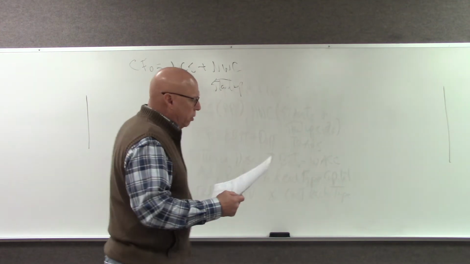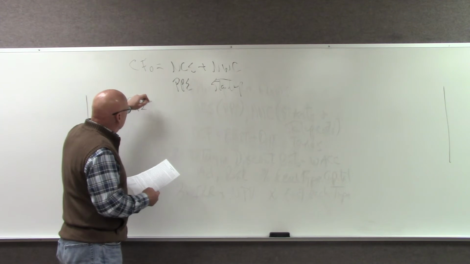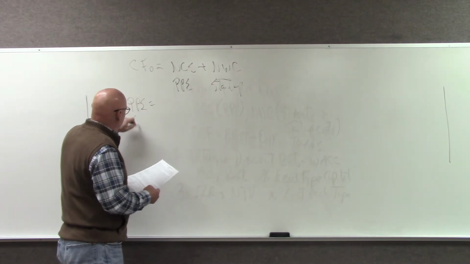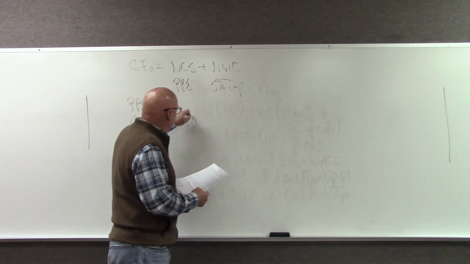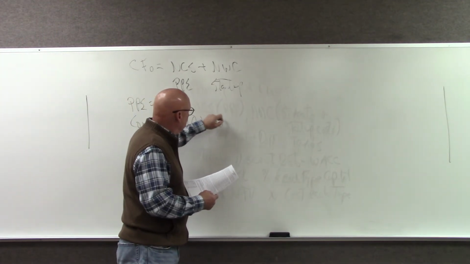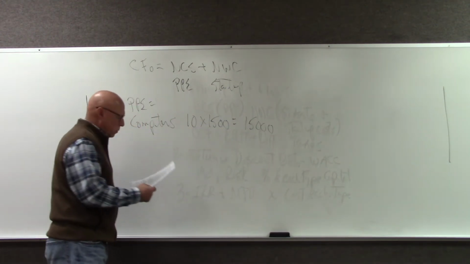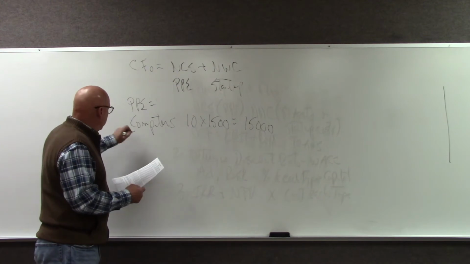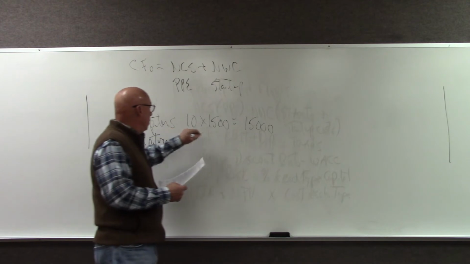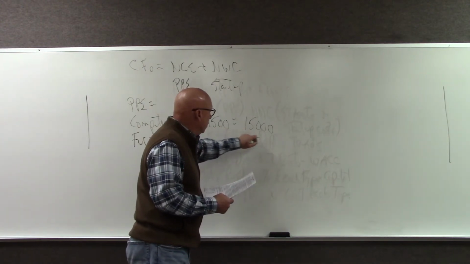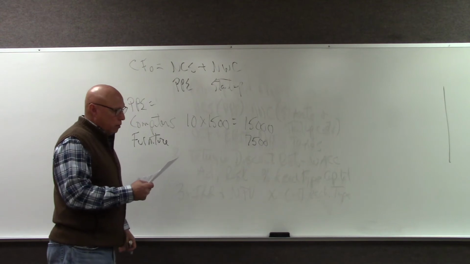They will have to buy 10 computers at $1,500 each. So PP&E equals computers, 10 times 1,500 equals 15,000. Okay? So we have that. Furniture, 7,500. All right. A small building.